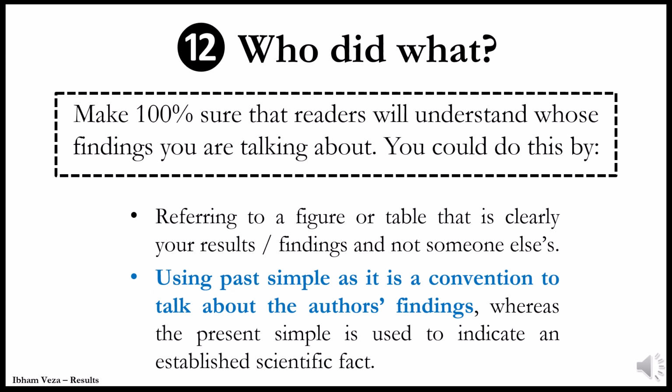12. Who did what? Clarify ownership of results. Ensure readers always know whose findings you are presenting. How to achieve this? Clearly refer to your own figures or tables to distinguish your findings from others. Use past simple tense to describe your findings. Example, we observed. Use present simple tense only for established scientific facts from the literature. Tip, clear attribution increases credibility and prevents misinterpretation.